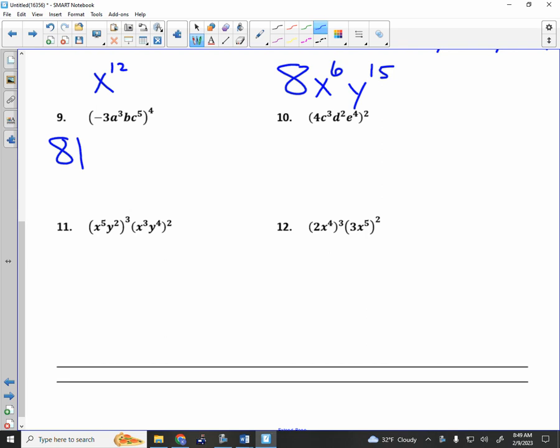The rest are easy. A cubed to the 4th power. Do I add or do I multiply? Multiply. I get a to the 12th, b to the 4th and c to the 20th. Good. Try number 10 on your own. Go.